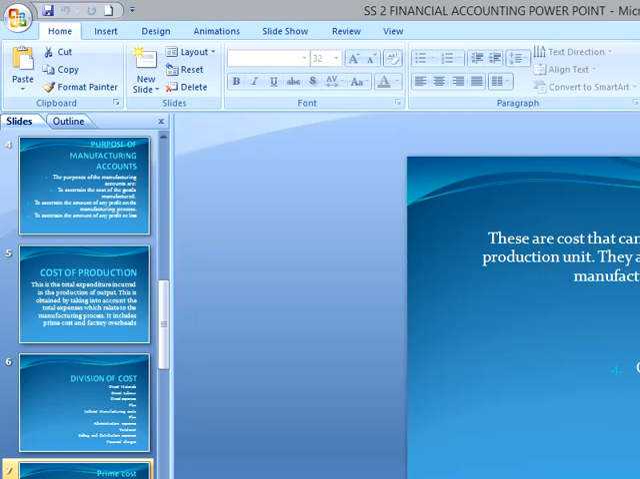Now, that is what we call prime cost in accounting. In manufacturing accounts, what is prime cost? These are costs that can be traced to a particular production unit. They are directly related to the manufacturing process. These are direct material, direct labor, direct expenses, and other direct expenditure. And these costs are also known as overhead costs.